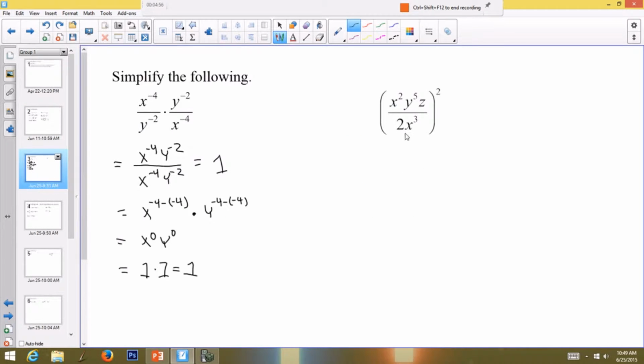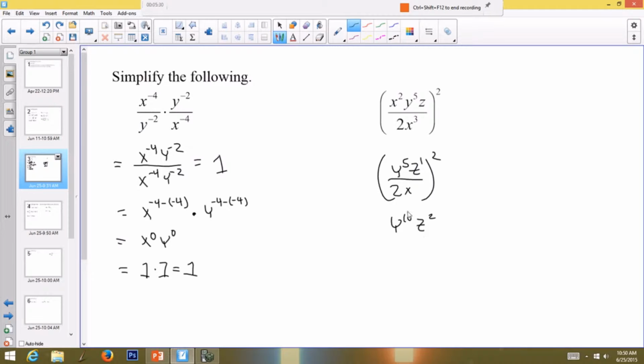But we could also simplify first. I notice I have an x in the top and an x in the bottom. And 2 minus 3 is -1, which would leave an x in the bottom. So I would have y to the 5th z over 2 to the x, and that I can just square. So y to the 5th squared, 5 times 2 is 10, so I'll have y to the 10. Z to the 1st squared would be z to the 1 times 2, which is z squared.